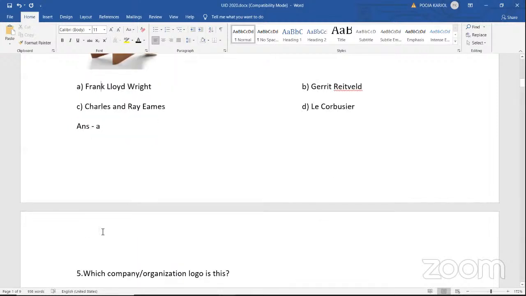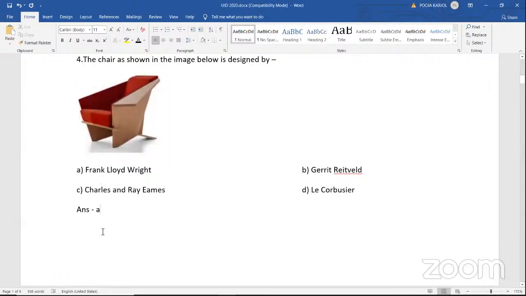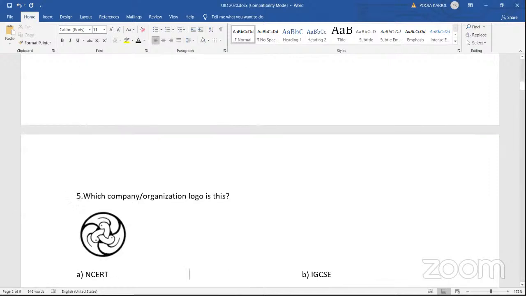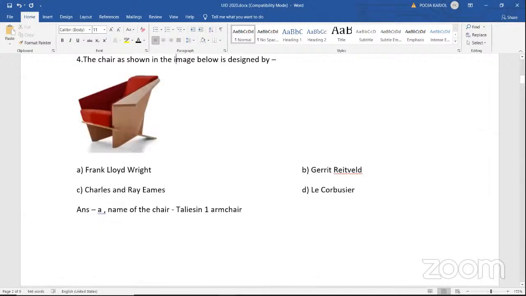Also, this chair design is called the Talisman One Armchair. Its name is Talisman. Also, Charles and Ray Eames are also one of the famous chair designers. Le Corbusier also.